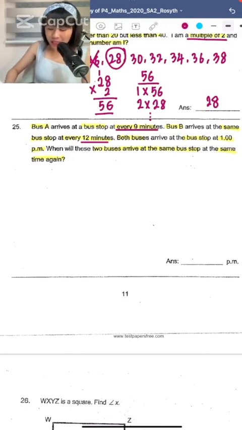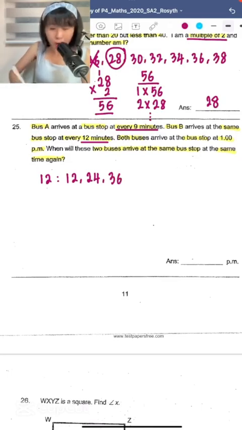Let's take a look at the multiples. A tip: it's actually faster if you work with the number that is bigger, which is the multiple of 12. So you list out the multiples of 12. 12 times 1, 12. 12 times 2, 24. 12 times 3, 36. And you ask yourself, is this also a multiple of 9? It's not. So they are not going to meet at the 12 minute. Is this also a multiple of 9? No.